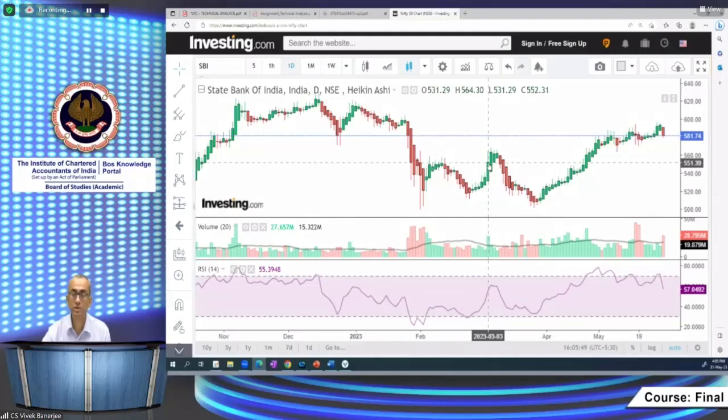One day has a 20 points difference between opening and closing, and this is a substantial difference. If one is holding 100 shares, so 100 into 20, so he is able to pocket 2,000 rupees in a particular single day. So the higher the gap, the stronger the trend.